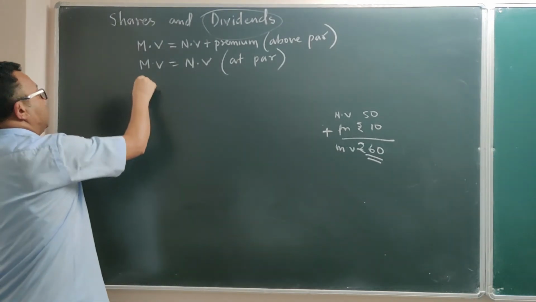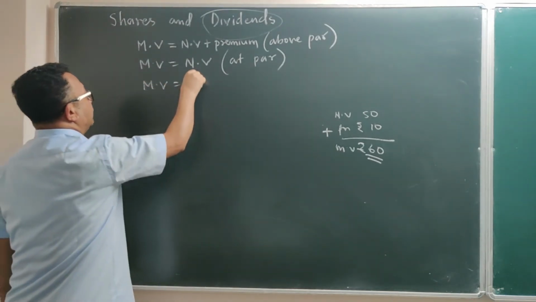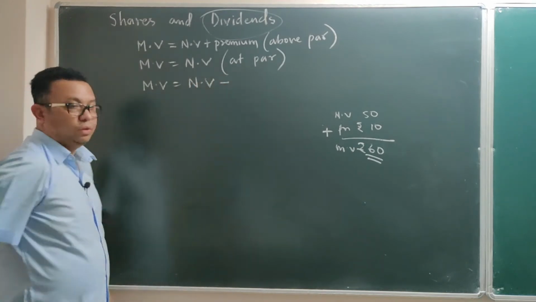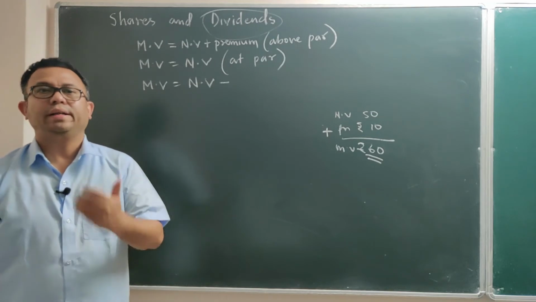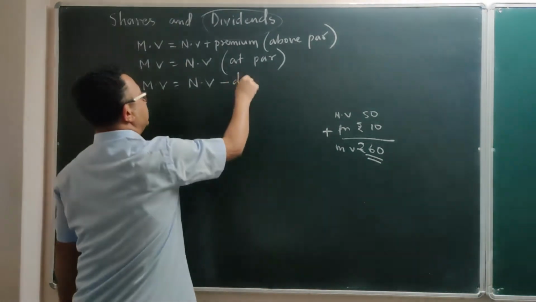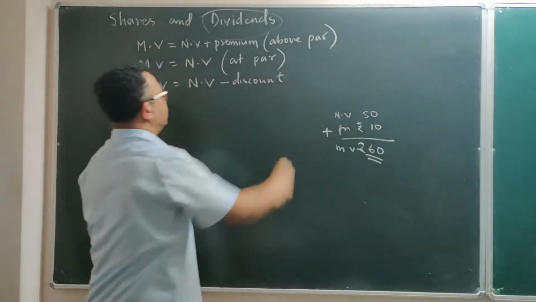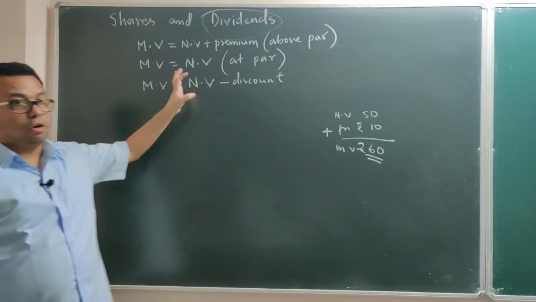But market value sometimes will be less than the nominal value. In that case, we say the price has gone down, and price gone down means we use the word discount. So market value is equal to nominal value minus discount.